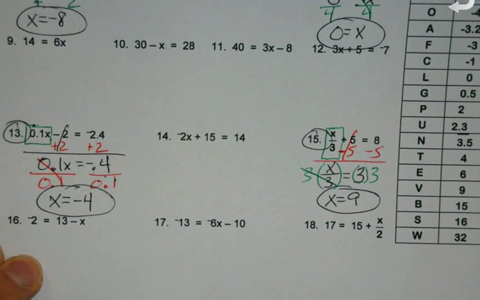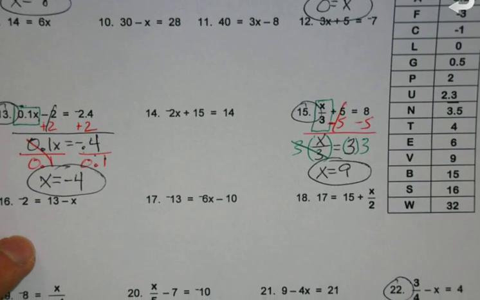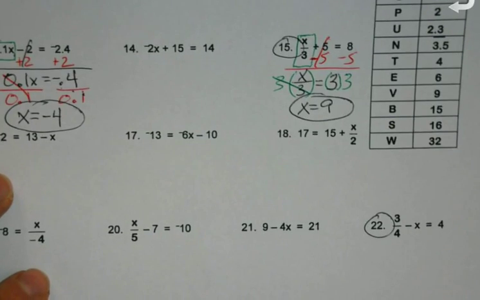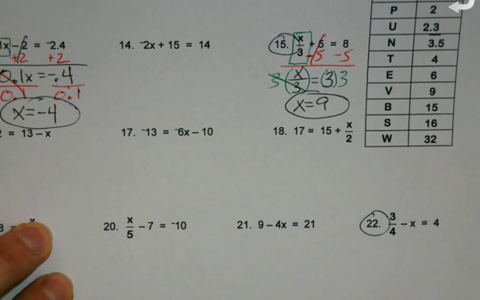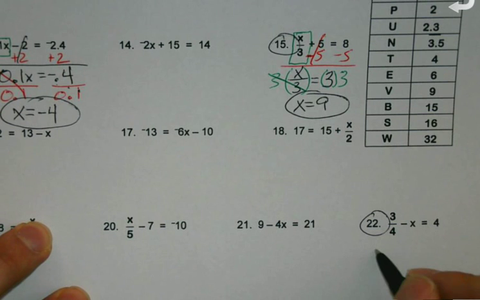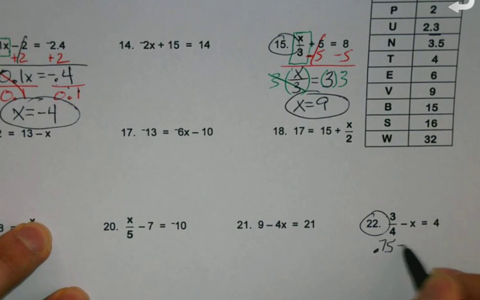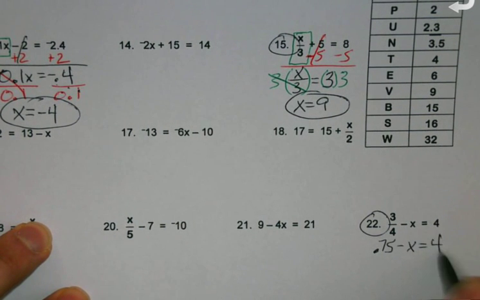One more specific one I wanted to look at here, the very last one. Scooch up just a bit. 3/4 minus x equals 4. Now some of you, fractions are not your friend. So absolutely, I agree. In this case, we're going to turn it into a decimal. If you take your calculator and hit 3 divided by 4 and hit enter, like you would with the fractions, 0.75.